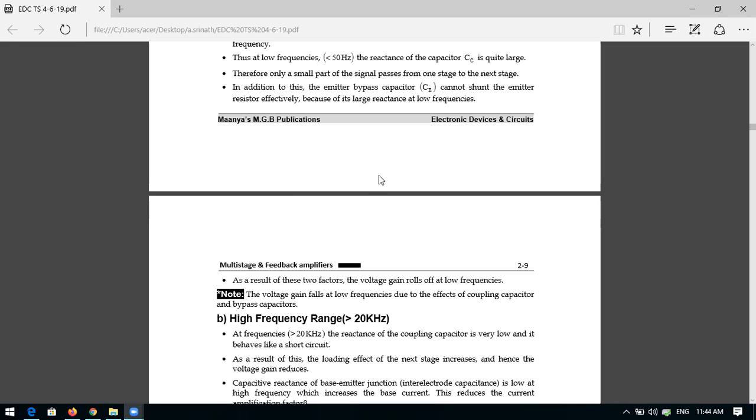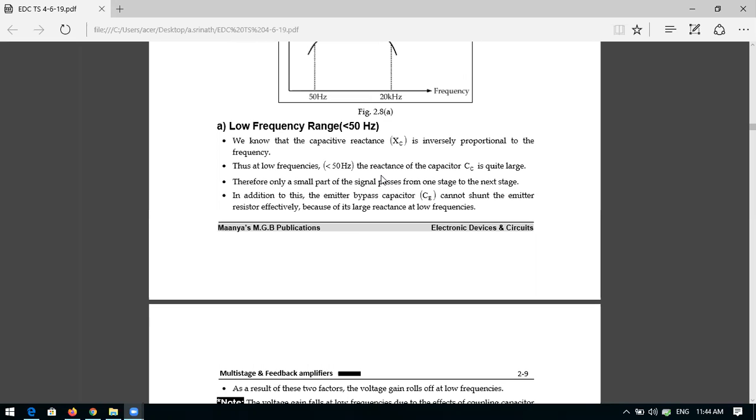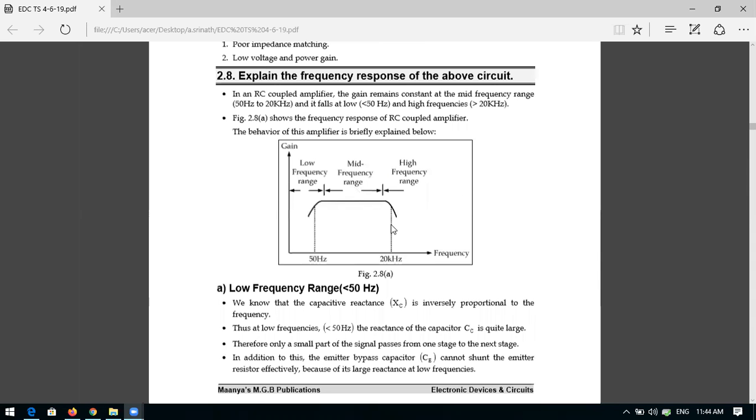What is the same concept? CE means XC, and XC means 1 by 2πfC. F is less, which means XC is more. The reactance offered by CE is also more. That is the reason the gain also decreases. So these are the two factors which reduce the gain in the frequency curve of the RC coupled amplifier in the low frequency range.